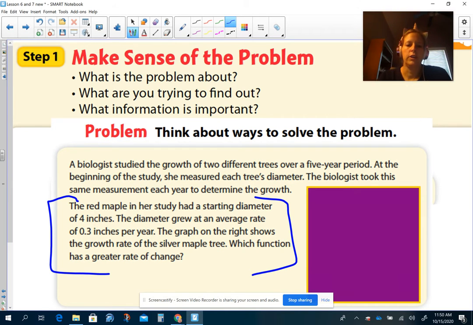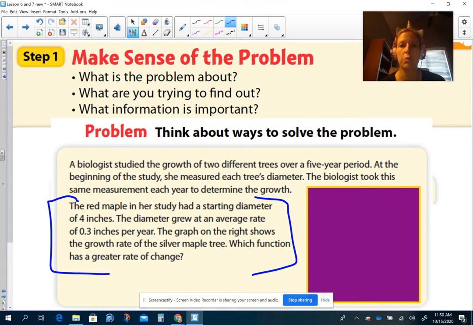The red maple in her study had a starting diameter of 4 inches. The diameter grew at an average rate of 0.3 inches per year. The graph on the right shows the growth rate of the silver maple tree. Which function has the greater rate of change? So this is our ultimate goal today, to be able to compare two different rates of change.